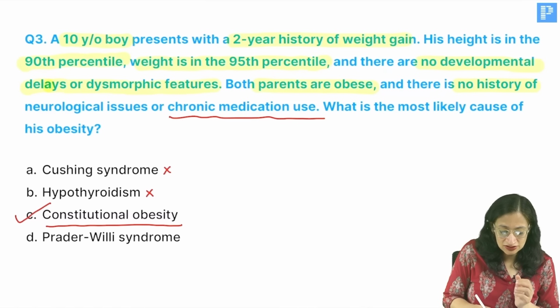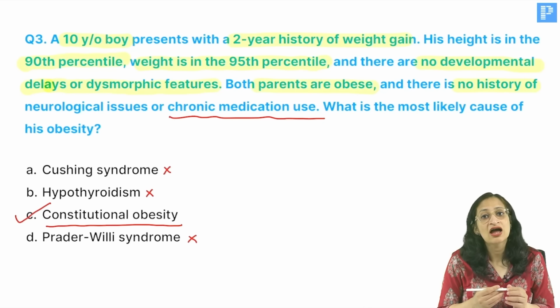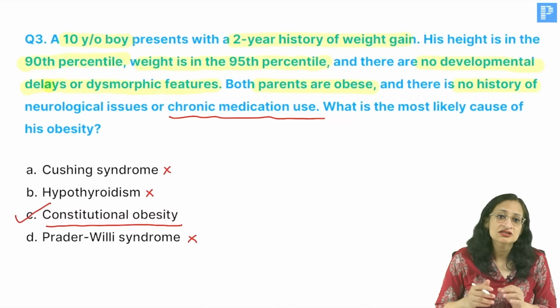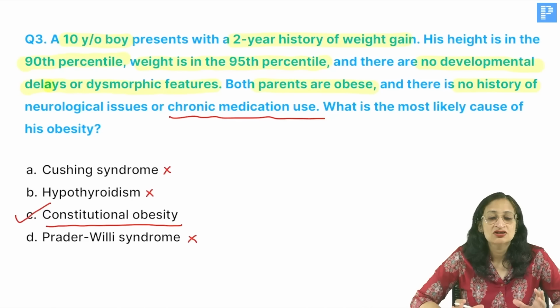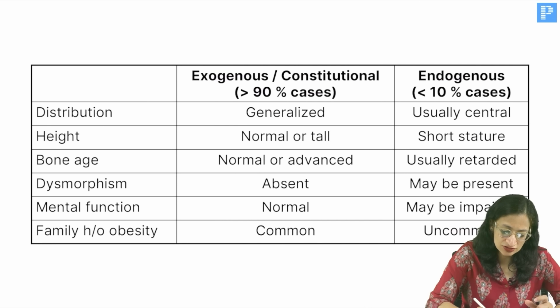What about Prader-Willi syndrome? We already discussed. So there is a typical dysmorphism that you will have in Prader-Willi syndrome, and you can have hypogonadism, hypotonia, behavioral issues, right? So a lot of these things could be there in Prader-Willi syndrome. But here our best answer is constitutional obesity. Now, from a given case scenario, how do you pick up whether it is exogenous or constitutional obesity or endogenous?